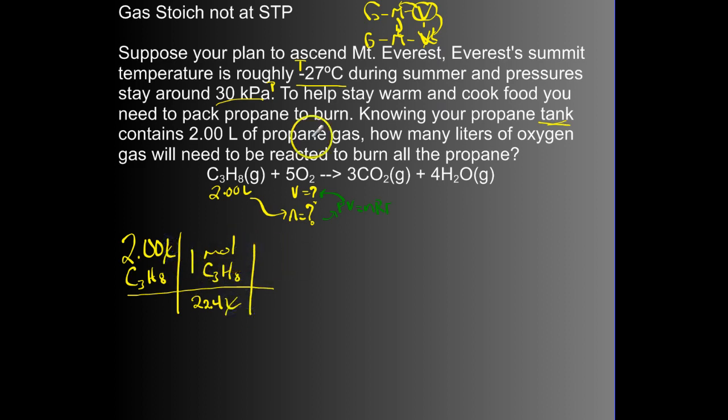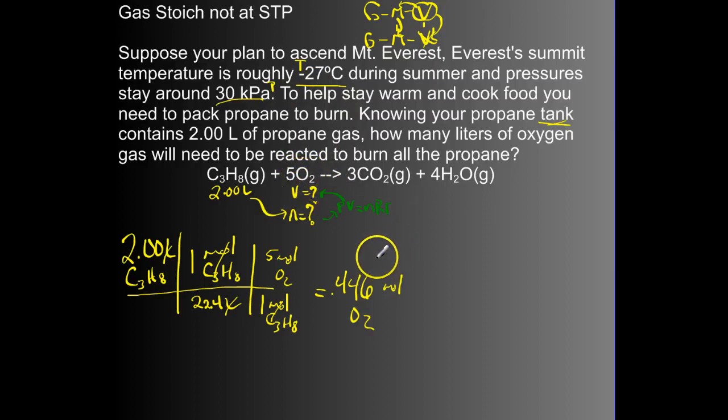I can do a mole to mole ratio, which is 5 oxygen to 1 C3H8. So 1 mole of C3H8 to 5 moles of oxygen. Simply divide here and then multiply by 5 to get our answer. We get an answer of 0.446 moles of oxygen. So that's my n, my moles of oxygen. I can now use the ideal gas law, because I'm at this pressure and this temperature, to determine the volume of gas that is going to be consumed.